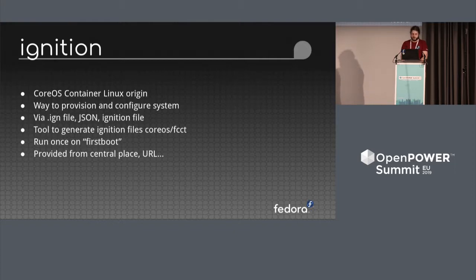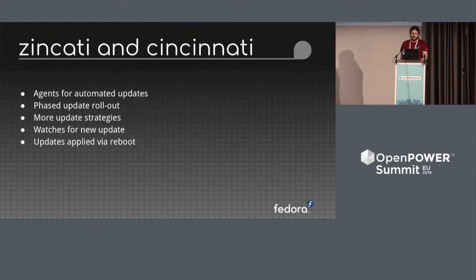It runs just on the first boot, and the config is provided from some central place. You host it somewhere, and it gets there. Or you use the provisioning capabilities of the cloud provider where you are running the VMs or hosts, and it's made available by other means. And to mention, there is also a tool in the CoreOS GitHub, FCCT, so if you do not want to write JSON, you can write YAML that gets translated into JSON. Just to mention that.